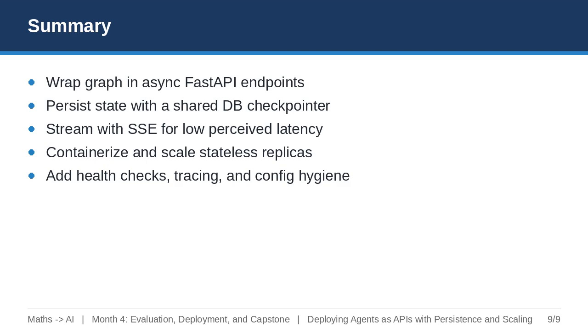To recap, wrap your agent graph in async FastAPI endpoints, persist conversation state in a shared database checkpointer, stream responses with SSE, containerize with Docker, and scale stateless replicas behind a load balancer. Add health checks, tracing, and clean configuration, and you have a production-ready agent API. In the capstone, you'll apply all of this end-to-end.